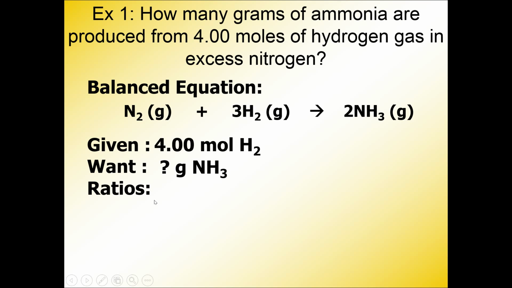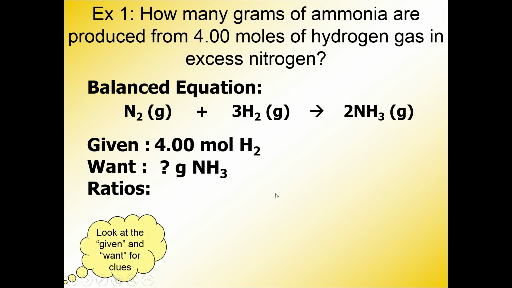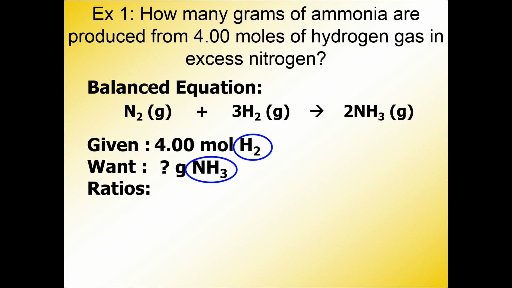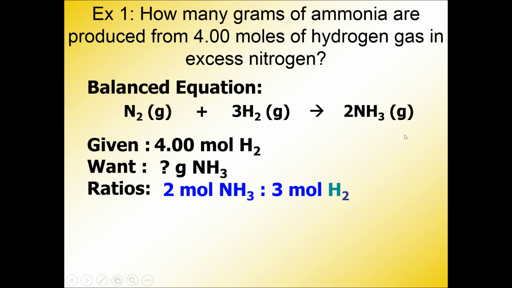When it comes to writing ratios, you can look for some clues inside the given and the want. Now, in your given and your want, if you see 2 different substances, like in this problem, I see hydrogen versus NH3. When you see 2 different substances, 2 different formulas, take those pieces of the balanced equation and write a mole-to-mole ratio. For every 3 moles of hydrogen, there are 2 moles of ammonia. And here's how I would write that ratio.